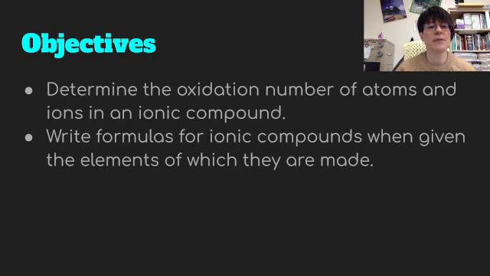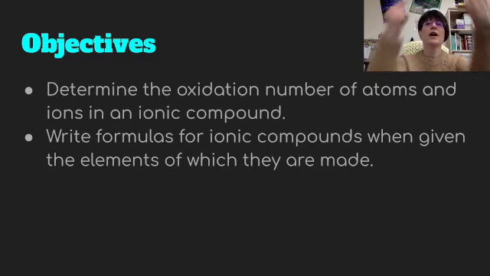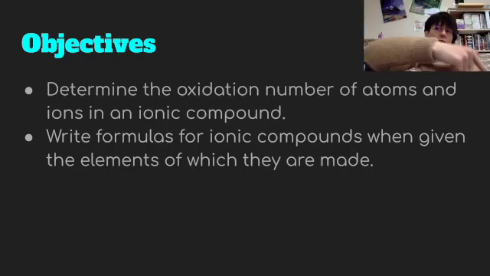So our objectives today were to determine the oxidation number of atoms and ions in an ionic compound and write formulas for ionic compounds when given the elements of which they are made. Now, I do want to point out that one way you can find the oxidation number when given the ionic compound is to simply uncrisscross. But you also have to be careful when you have cases like calcium oxide, that you remember that the calcium has a +2 and the oxide a -2. So there are some tricks to it, but a lot of times you can uncrisscross your crisscross when making the formula.